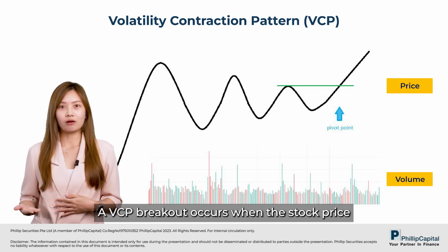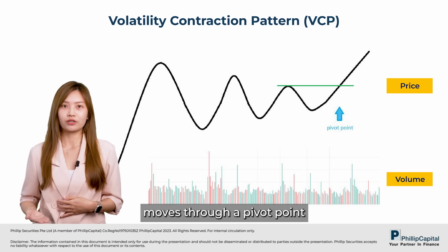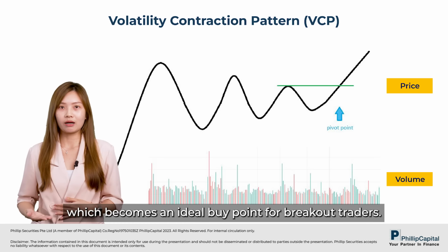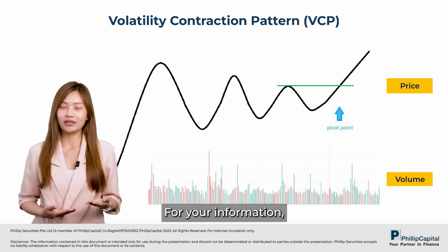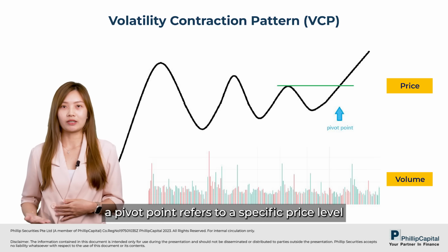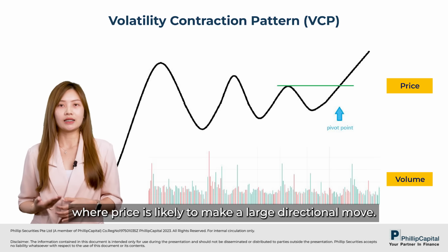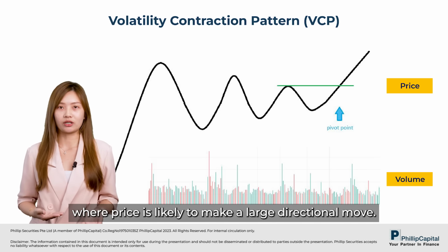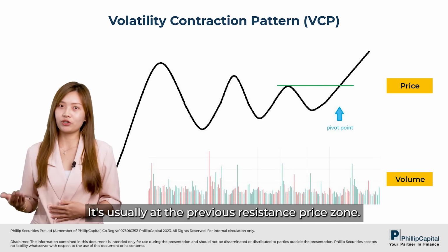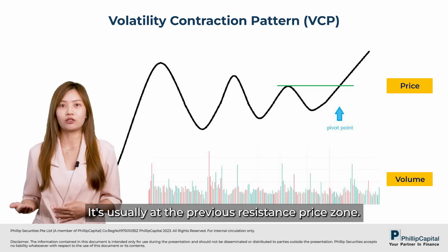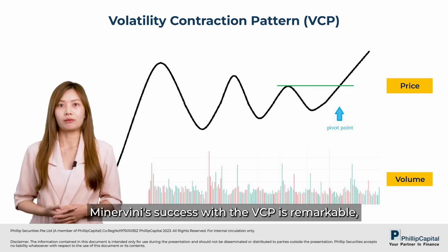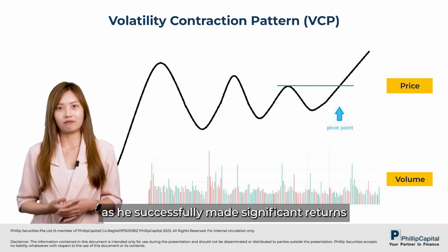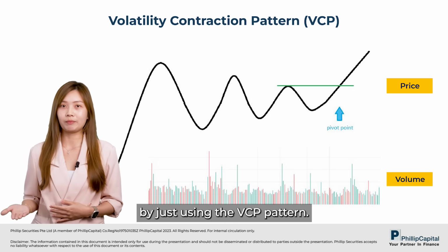A VCP breakout occurs when the stock price moves through a pivot point, which becomes an ideal buy point for breakout traders. For your information, a pivot point refers to a specific price level where price is likely to make a large directional move. It's usually at the previous resistance price zone. Minervini's success with the VCP is remarkable, as he successfully made significant returns by just using a VCP pattern.